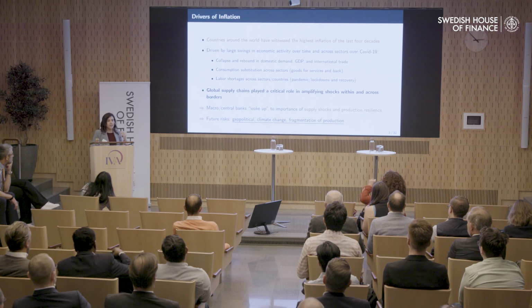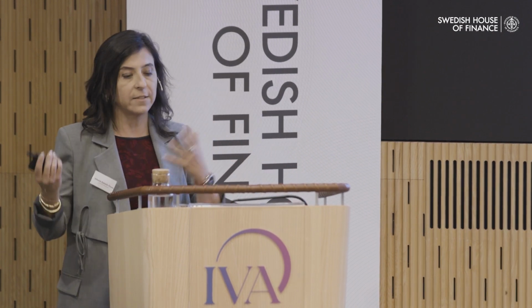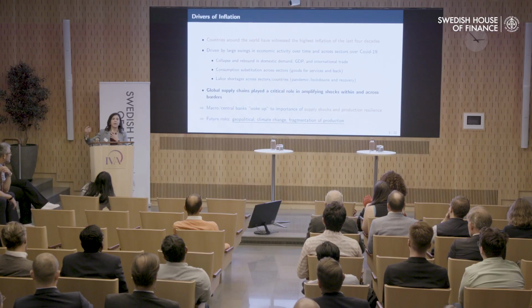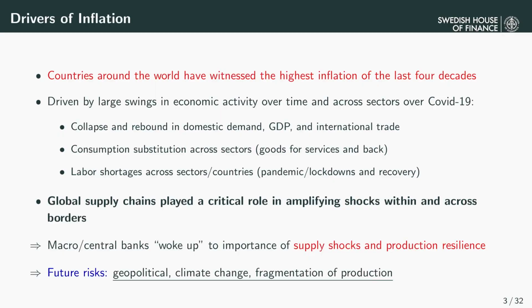Now, our argument is that global supply chains played a critical role here. So it is not just that global supply chains are being fragmented, and let's try to understand why this is happening. There is this geopolitical push and all that. But there were all these macro shocks, right? The health shock, and then the monetary policy, fiscal policy, all these things amplified through global supply chains, and it's extremely important to understand that.